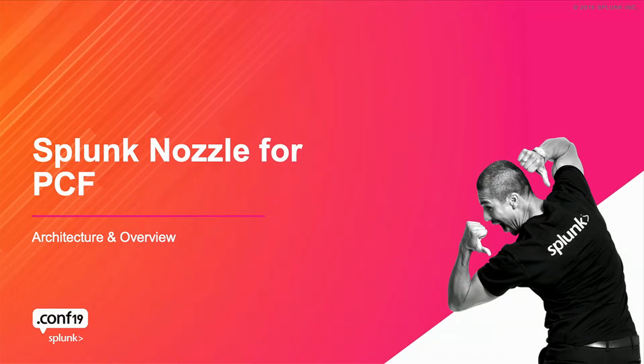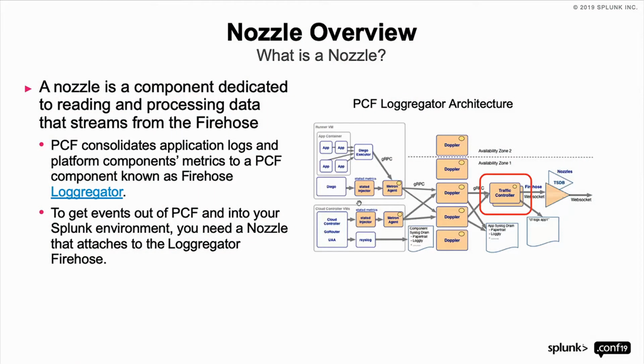Now we get to Splunk Nozzle for PCF, basically an integration of Pivotal and Splunk to ingest your PCF data into Splunk. Before we get into the architecture and the design, let's go over what a Nozzle is. Nozzle is Pivotal's terminology for a dedicated component for reading and processing data that streams from their Firehose log aggregator. It is a component that monitors the Firehose for specified events and metrics and streams this data to external services. In this case, it's Splunk.